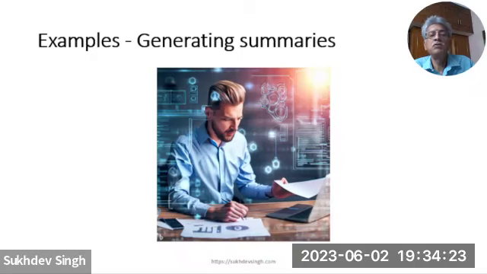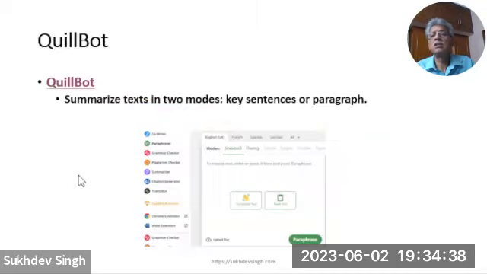Otherwise, it would be difficult for a human to go through all those research papers and articles, but AI can help us. There are so many tools where it can help. Now, this is a tool. I think it is quite popular and people are using it. This is called Quillbot.